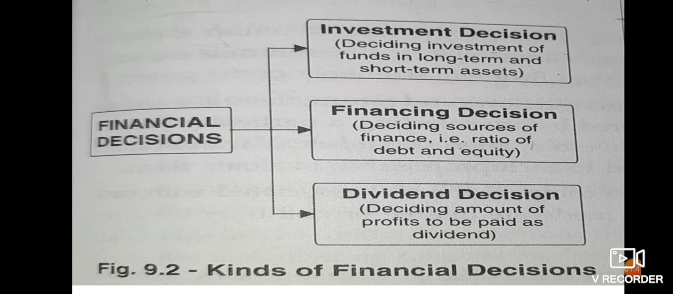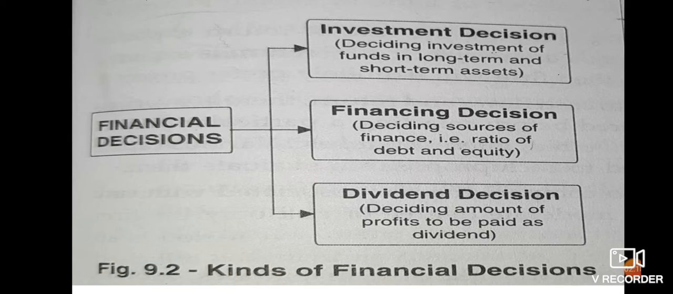Next is financing decision, deciding the sources of finance, ratio of debt and equity. These sources of finance we have already done in standard 11, and we have known the various types of sources like the debentures, like the shares. So here we decide how much of the shareholders' funds is needed and how much of debentures to be floated in the market, what should be the ratio.